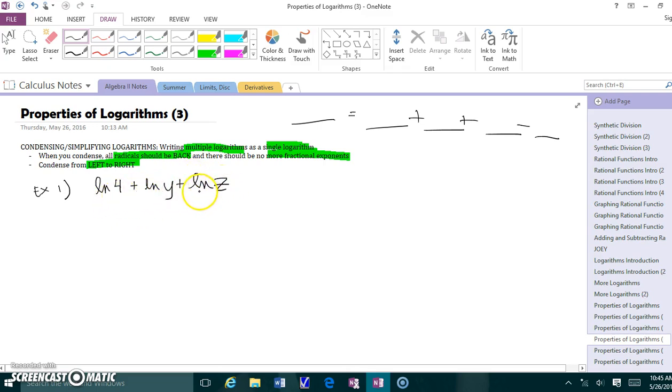I have 3 different logarithms. All of their terms are added. So the logarithms are added here. So what's going to happen is to go backwards, you're going to multiply. That's property number 1.